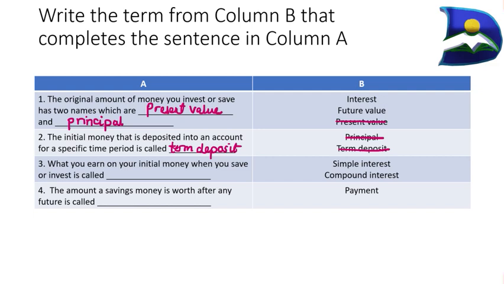And the next for 3 is that what you earn on your initial money when you save or invest is called what? So based on this, we know that it is the interest that is added to your principal money or initial money or investment, and then at the end you actually get your future value, which is for number 4, where it says that the amount a savings money is worth after any future is called indeed the future value. So that's it for this particular question.